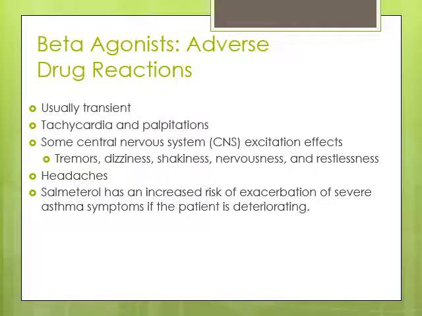Now, with your beta agonists, you can see some adverse drug reactions. The good thing is these are usually transient, and so it doesn't always mean that you have to stop the medication. A lot of times, if the side effects or adverse drug reactions are not severe, you can reduce the dose, and that a lot of times will help as far as the side effects, and then you can slowly increase the dose after the reaction to the optimal dosing has subsided.